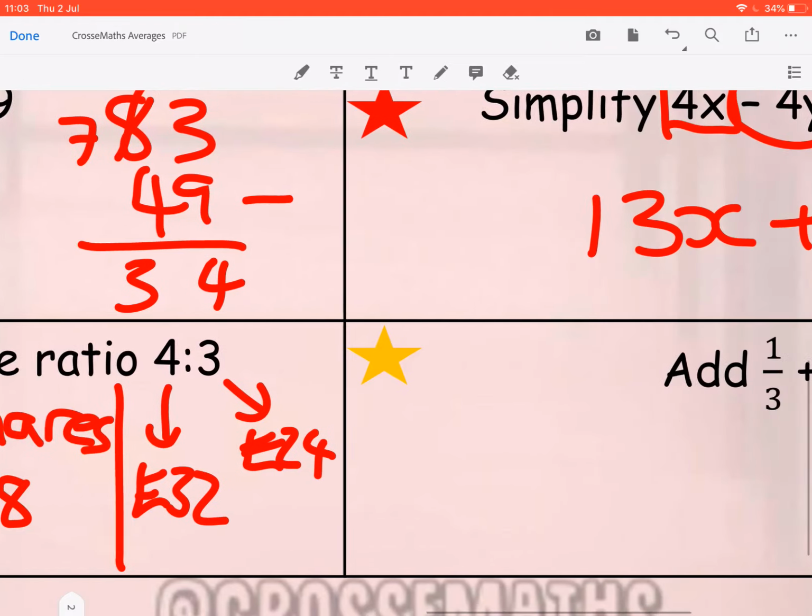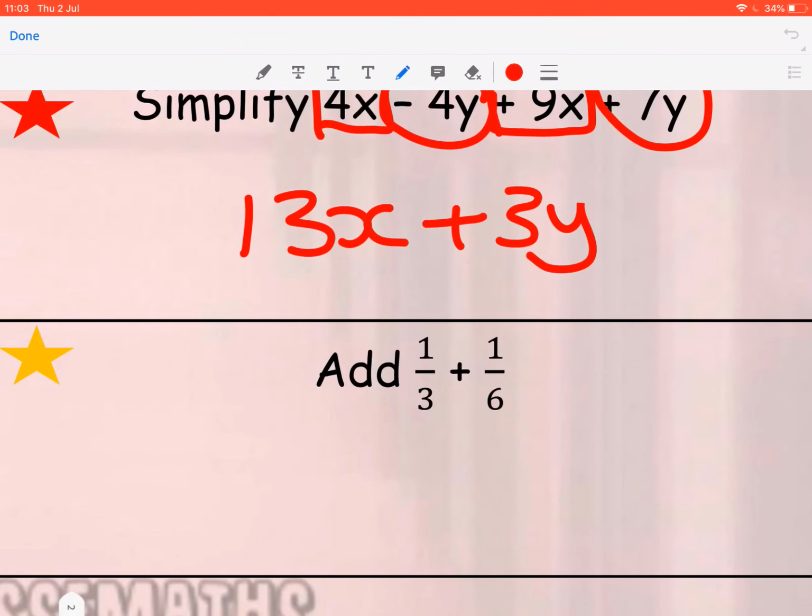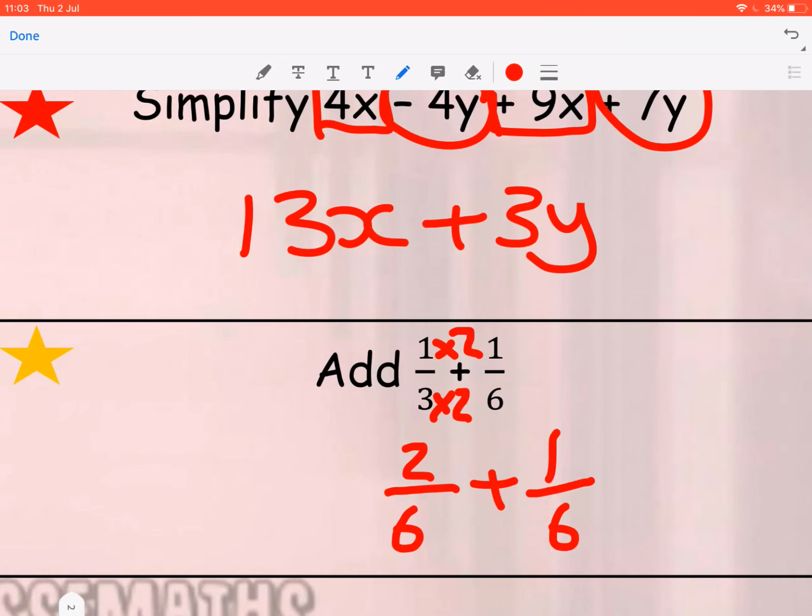Really straightforward. Okay, last one, 1 over 3 plus 1 over 6. I'm not going to cross multiply for this one, only because you've got to make sure the bottom numbers are the same. And for the question we've got, we don't have to cross multiply. We can just times the left hand side by 2. End up with 2 over 6 plus 1 over 6.